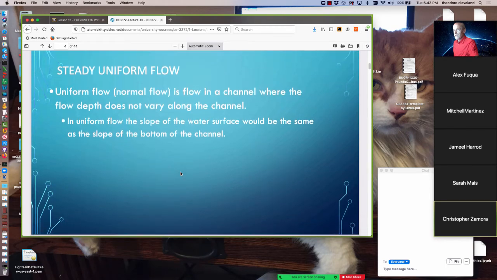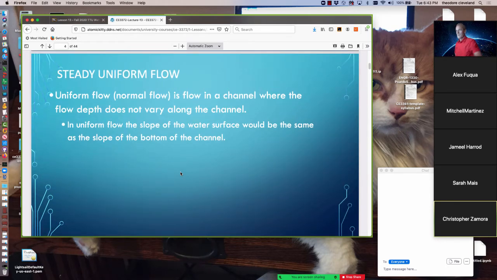So we'll look at the first case, steady uniform flow. Uniform flow, also called normal flow, is flow in a channel where the flow depth does not vary along the channel. So visualize a channel. Let's say it's a rectangular channel. If you're at one location in the channel, maybe the flow is 1 foot deep, and you move a couple hundred feet downstream, and the flow is still 1 foot deep, and the channel's the same width. That would be a uniform flow situation.